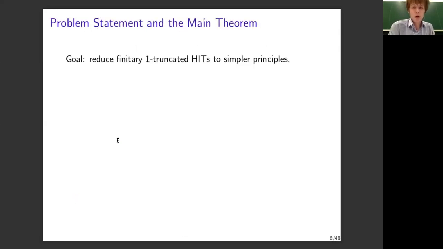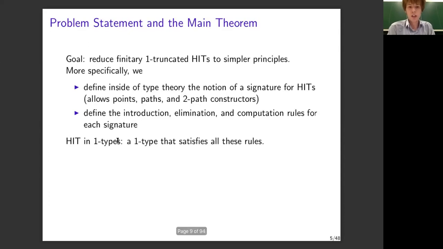So the main problem we will address in this talk is how to reduce finitary one-truncated higher inductive types to simpler principles. In this case, we would reduce it to a single higher inductive type, namely the groupoid quotient. To do so, we take the following steps. We start by defining within type theory the notion of a signature for a higher inductive type.